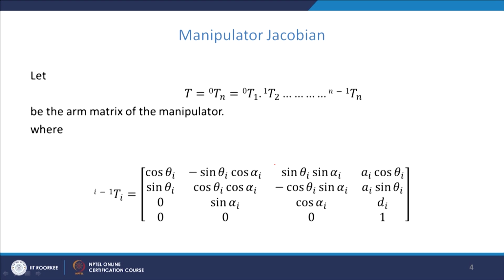So the end effector 0Tn is given by the product of 0T1, 1T2, etc., as we have seen in the previous slide. The ith frame with respect to the (i-1)th frame is given by this expression. Here theta i denotes the joint angle and d i denotes the joint distance, etc. So if the joint i is a revolute joint, then theta i is the variable there, and if it is a prismatic joint, then theta i may be a constant and d i is the variable for that particular joint.